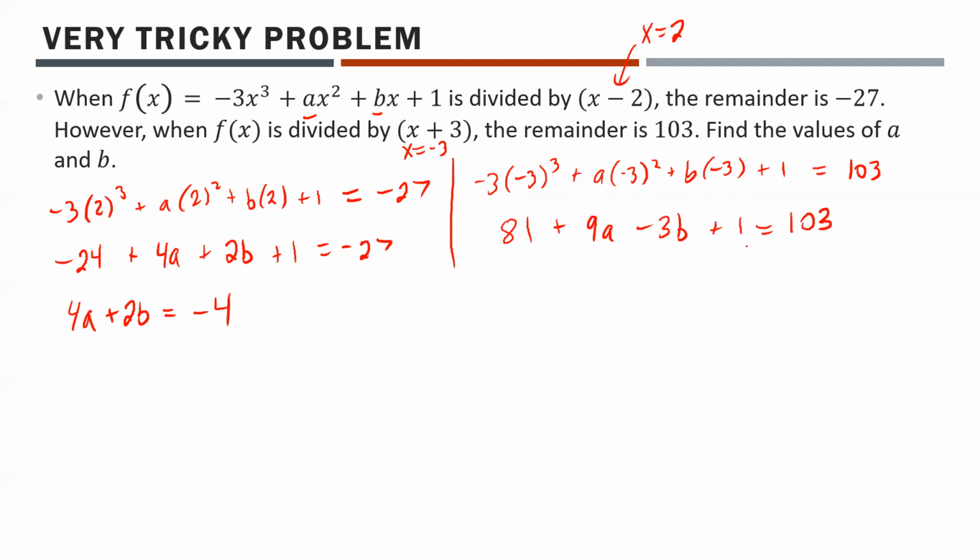Just like in the last one, let's move all of our numbers over to the other side. So I'll minus 1 on both sides. That gives me 102. 102 minus 81. Oh, I feel like that's 21. You know what? I'm going to double check just to be sure. 102 minus 81. Yeah, of course, it's 21. Awesome. Just wanted to be sure. 9a, not plus, 9a minus 3b equals 21.